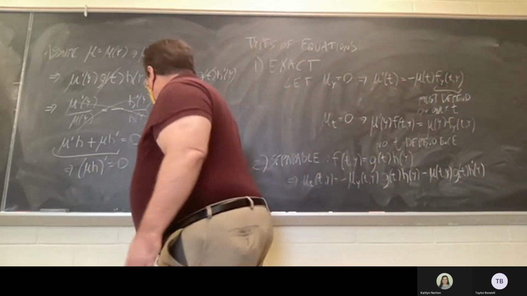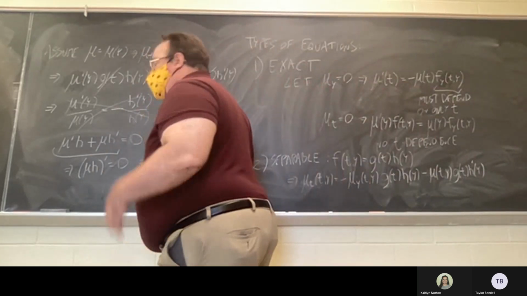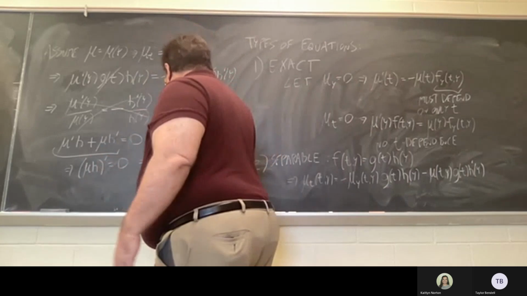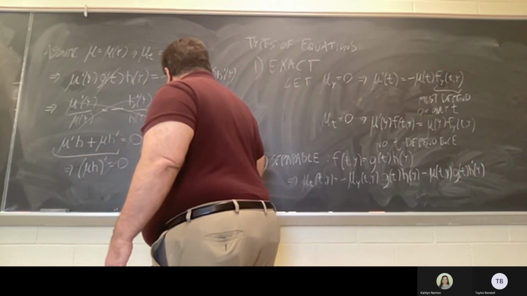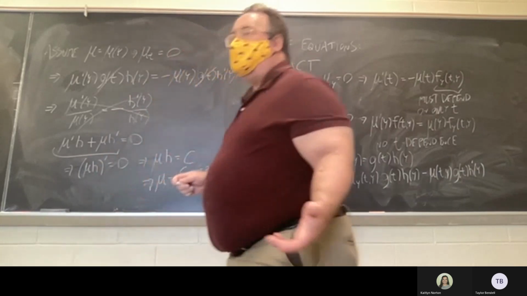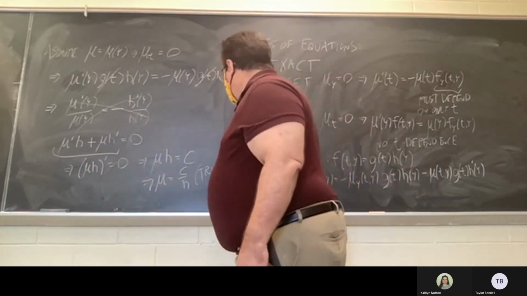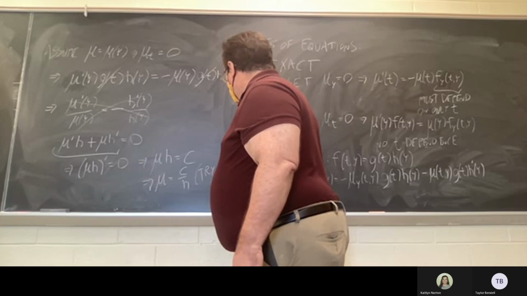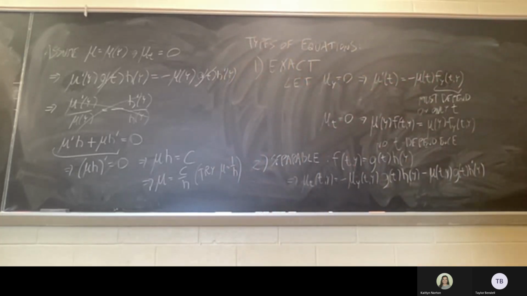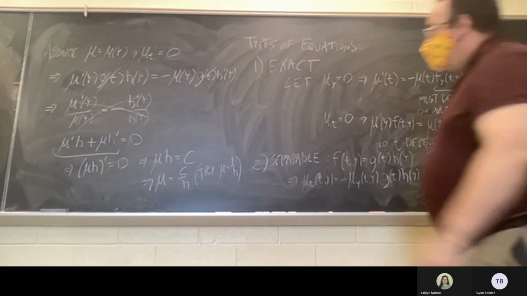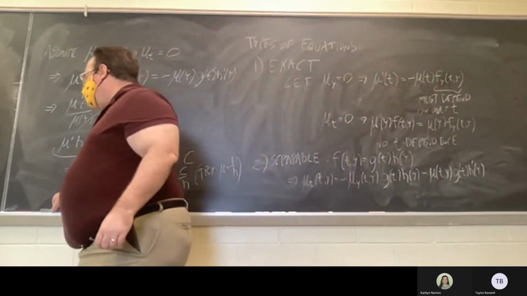So mu is not equal to like h or minus h, but rather c over h. Now, mu is a scaling factor of a whole ODE. So let's just try mu equal to 1 over h, just for convenience, because it's an arbitrary constant. Let's just choose a convenient constant. Okay, so let's see what that does.